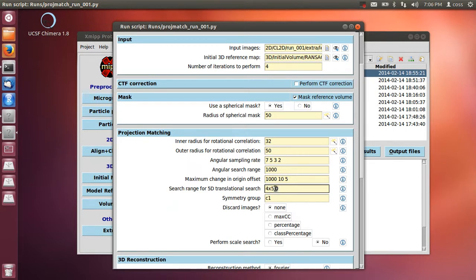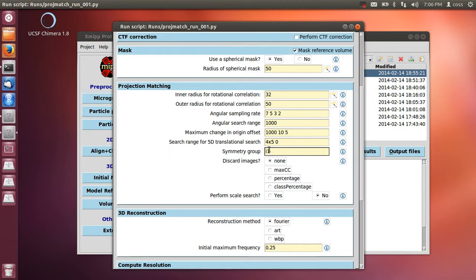So if you say 0 here, you are meaning don't do a 5D search, just do a 3D plus 2D search. Then what is the symmetry group? In our case it is I1, icosahedral 1. Then you may discard images.